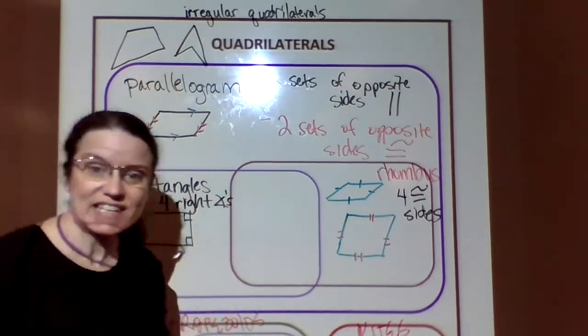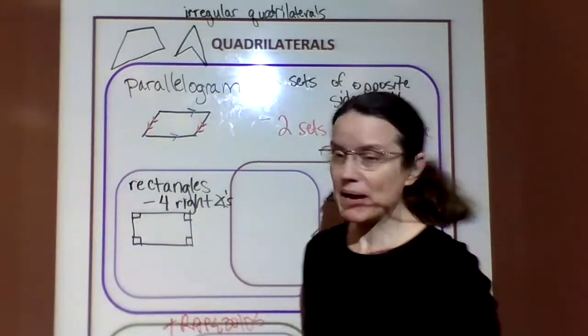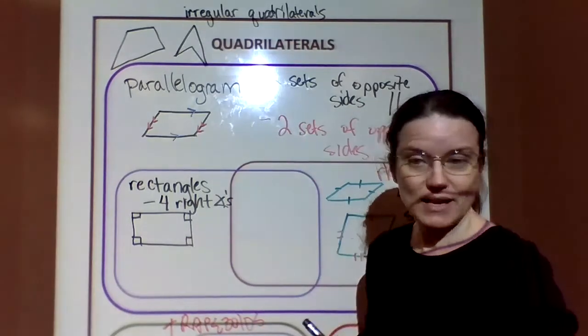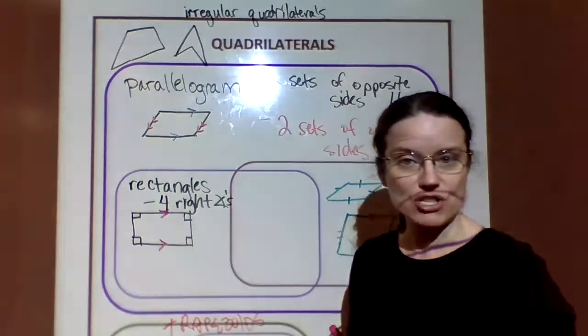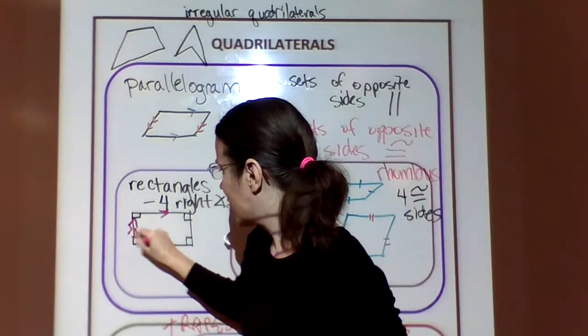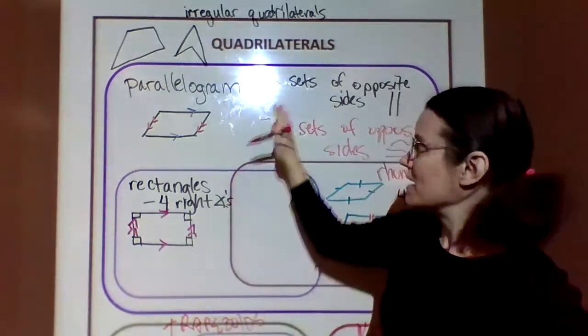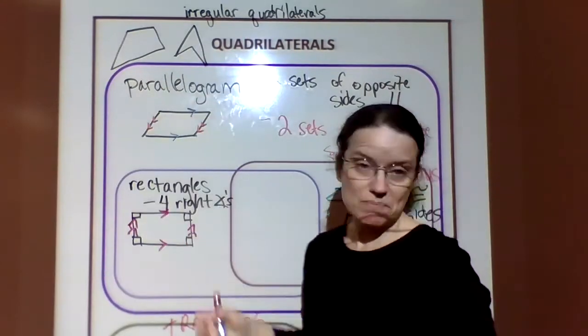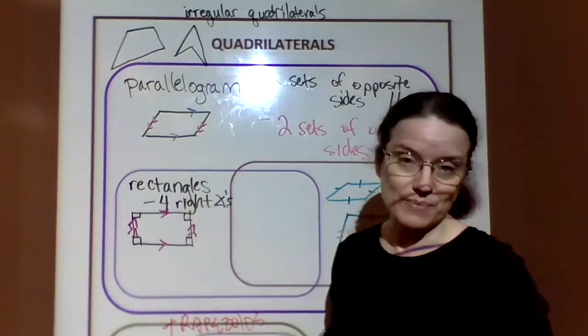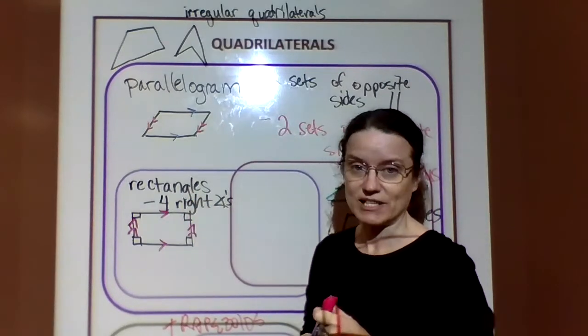Okay? So they are still parallelograms. They're just parallelograms that are standing up straight. How do I know it's a parallelogram? Well, look, this set of sides is still parallel to each other, and this set of sides is still parallel. So I'm still in the big parallelogram family. I'm just special because I'm standing up straight. So that's a rectangle. It's got the right angles in it.